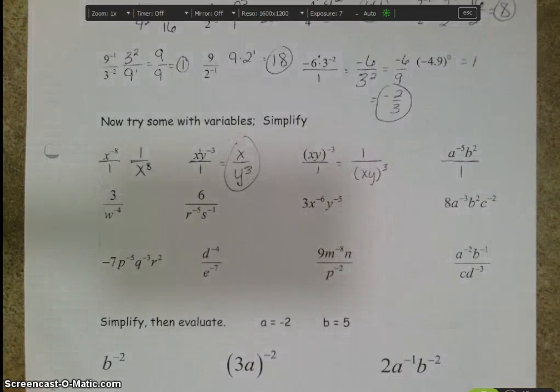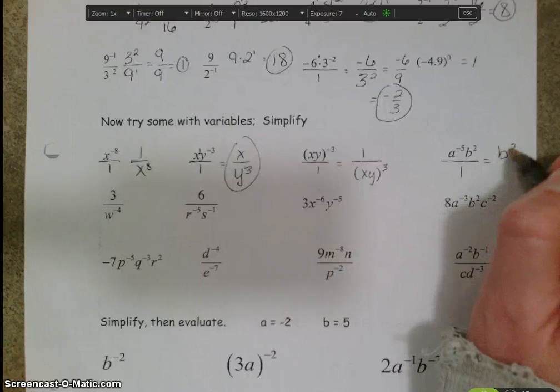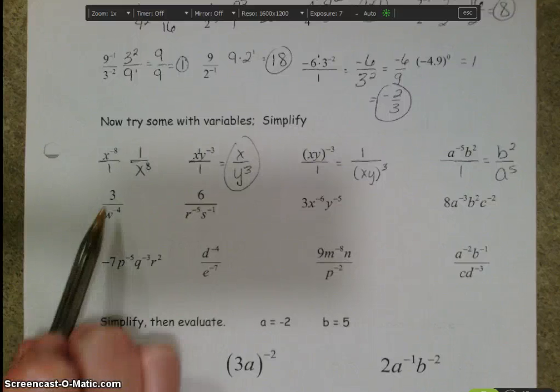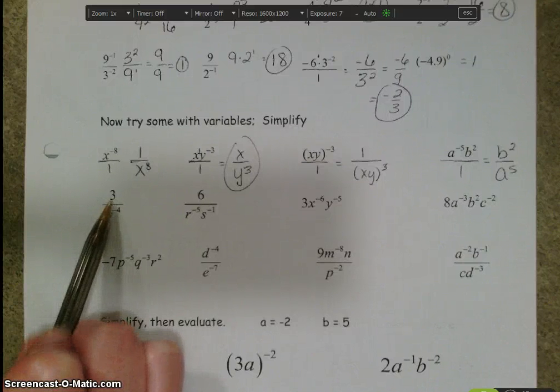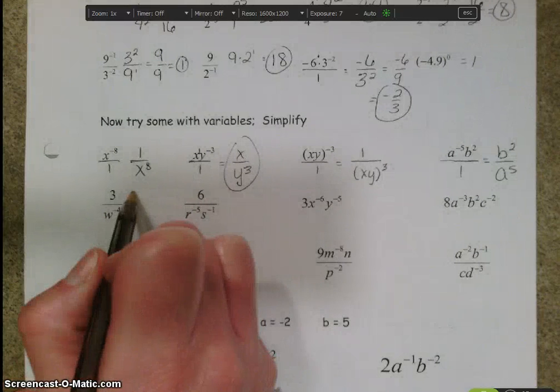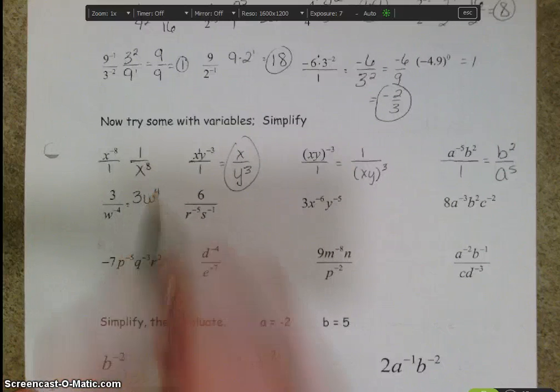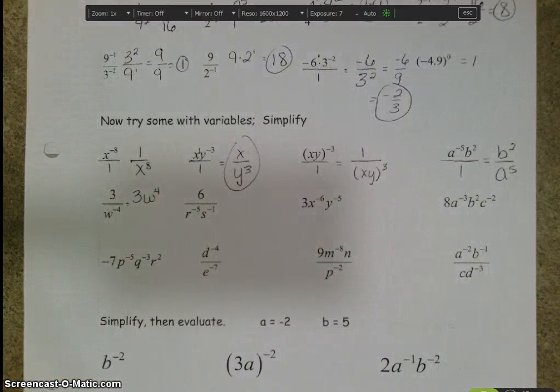A is not happy, B is happy. B stays where it is, A moves down. 3 is happy where it is, W is not. 3 stays up in the numerator. The W moves up right next to it and becomes 3 times W to the 4th, all over 1, so I'm not even going to bother writing it because it's just the numerator.